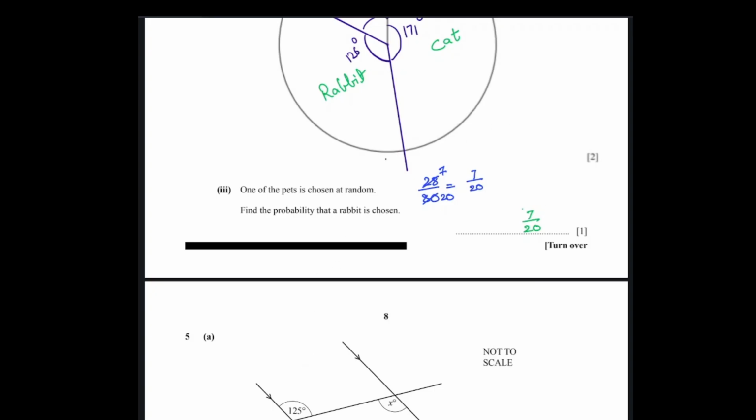Question number 5 now. 5a, you can see parallel lines and a transversal. The diagram shows a pair of parallel lines and a straight line. Yeah, this is a parallel line and the straight line cutting them. Write down the mathematical name for the type of angle marked 125 degrees. So 125 degrees is called obtuse angle because it's more than 90 and less than 180 degrees.